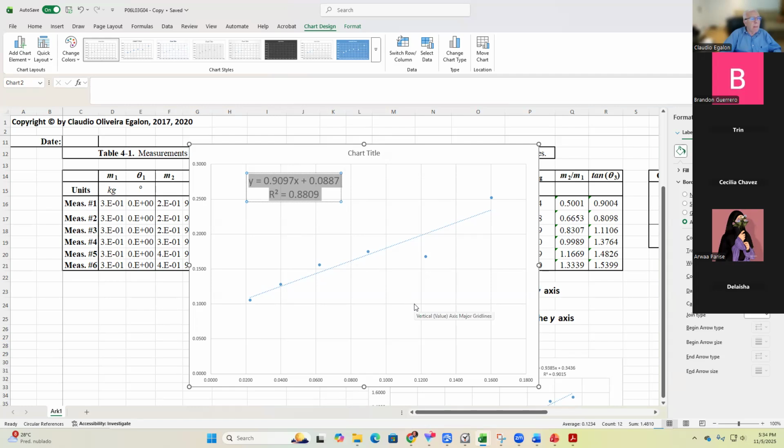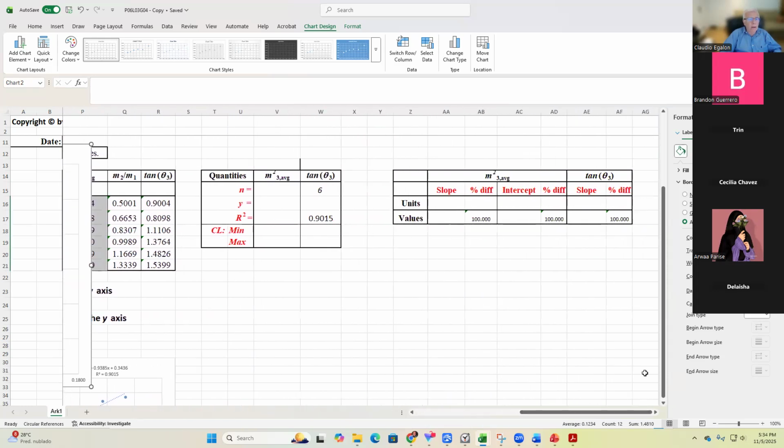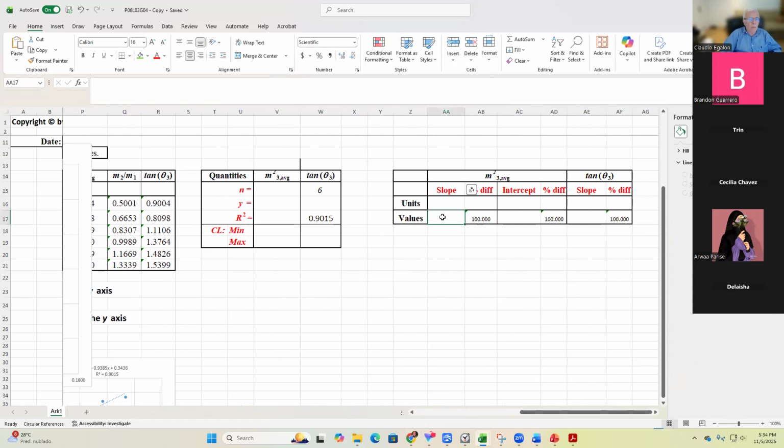Yes, that's what I'm getting. I think it just shows up differently on mine because I'm not on a Mac, but yes, that's what I'm getting. Okay, but if the numbers are the same, then it looks like it's good. So log those values right in here in the last table, right? The slope values. Let's see. Value for the slope, value for the percentage difference, value for the intercept.